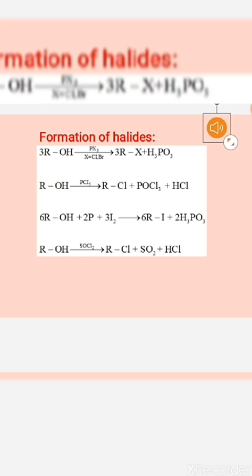Here a number of reactions are mentioned in which alkyl halides are formed from alcohol, meaning the OH group is displaced by a halogen group. But we need some reagents like phosphorus trichloride, phosphorus pentachloride, thionyl chloride, phosphorus in presence of iodine. In all these reactions, alkyl halides are formed with different byproducts, and on that byproduct only the importance of the reaction is decided.